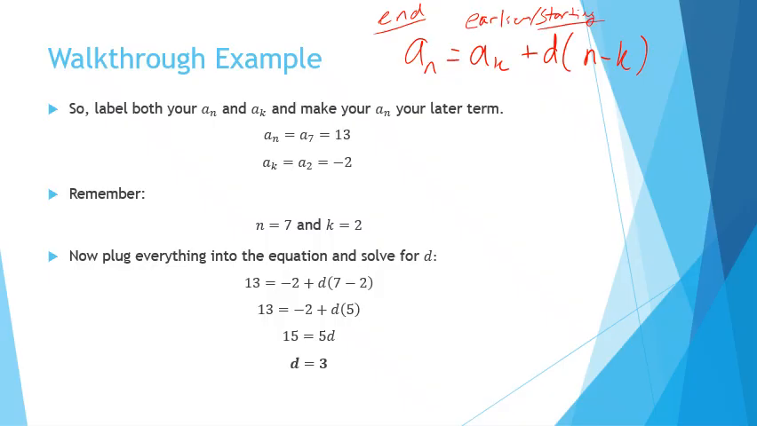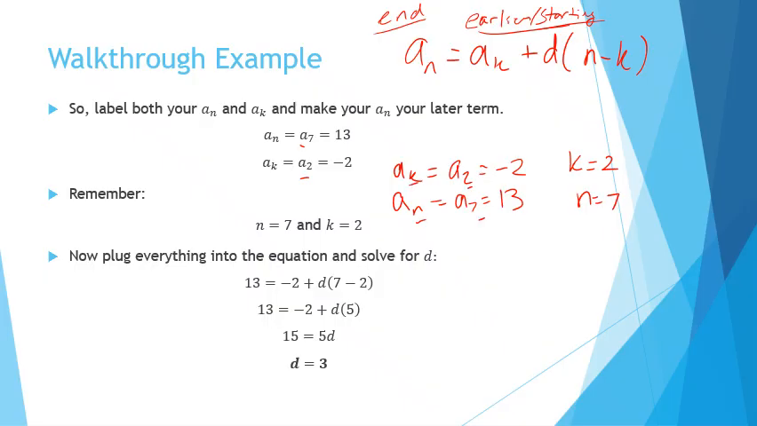And so in this case, when we are given our second term and our 7th term, we're going to set a of k, which is our earlier or starting term, as our second term, which has a value of -2. We are also going to set a of n, which is our ending term, as our 7th term, which has a value of 13. So then this would make k equal to 2 and n equal to 7, pulling those directly from the subscript.